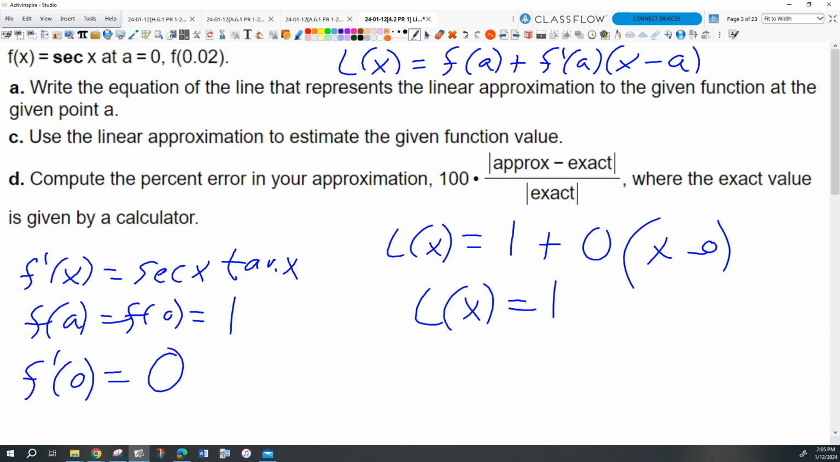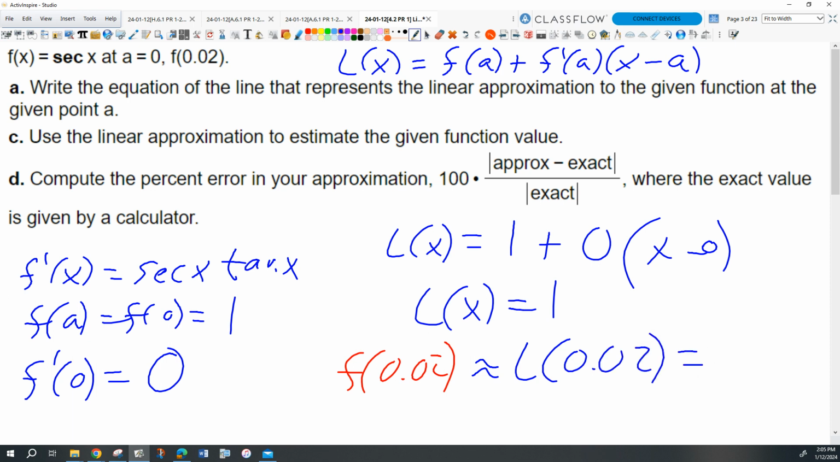Okay? And so what is our approximation of f of 0.02? That's approximated by L of 0.02, which is what? 1. L of x is 1. The output is always 1. How about that? Okay.